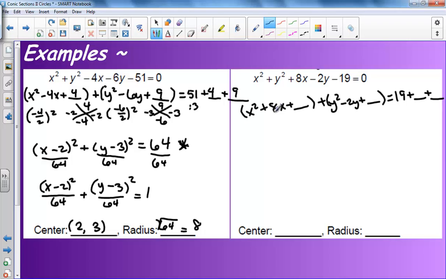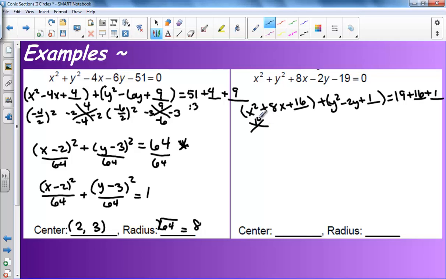So b over 2 here, 8 divided by 2 is 4, and 4 squared is 16, so I'm adding 16 to both sides. Right here, my b is negative 2. Negative 2 divided by 2 is negative 1, and negative 1 squared is 1. So I'm adding 1 to both sides. And we will factor right here.